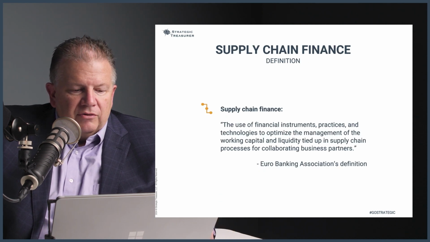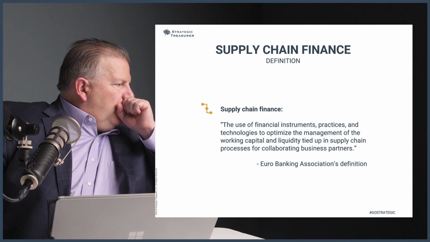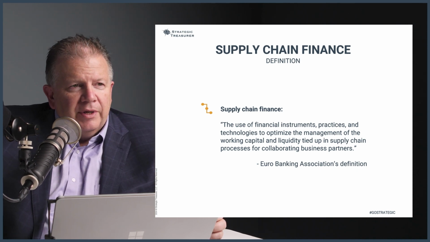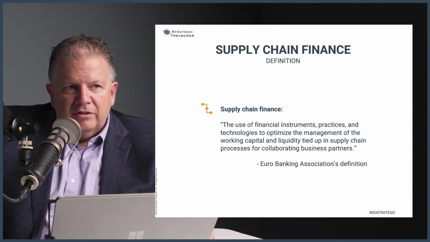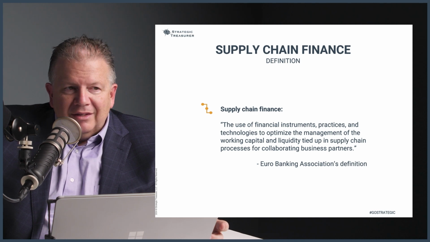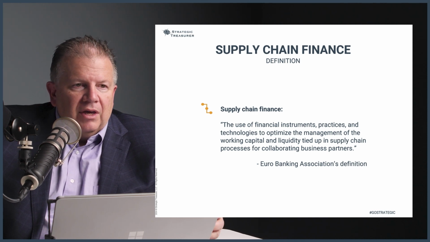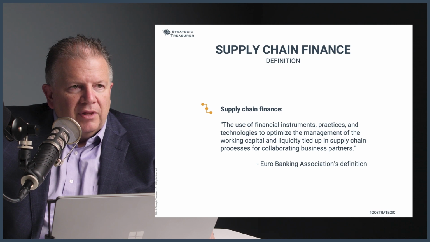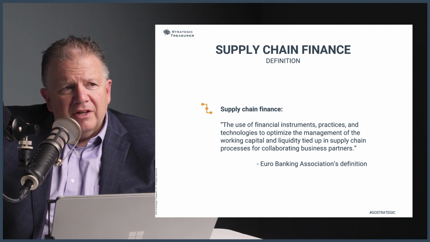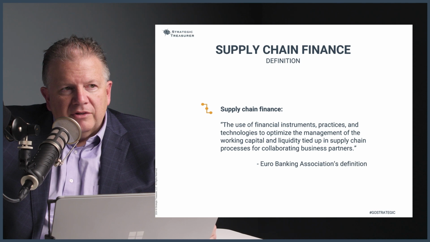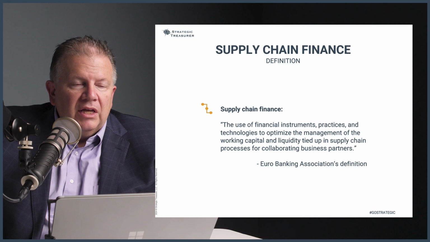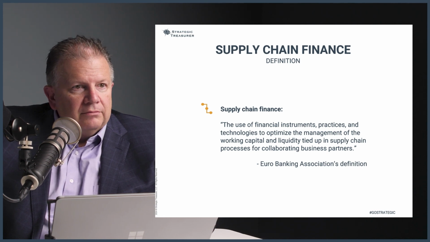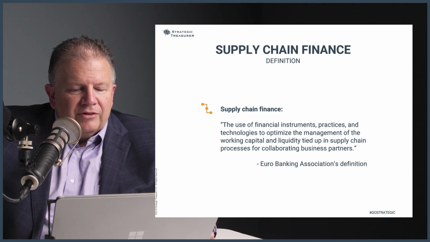Now let's look at the definition of supply chain finance. People have different definitions of supply chain finance. I like the European Banking Association's, the EBA's, definition of supply chain finance. It defines it as the use of financial instruments, practices, and technologies to optimize the management of the working capital and liquidity tied up in the supply chain processes for collaborating business partners. So it's the whole supply chain process.